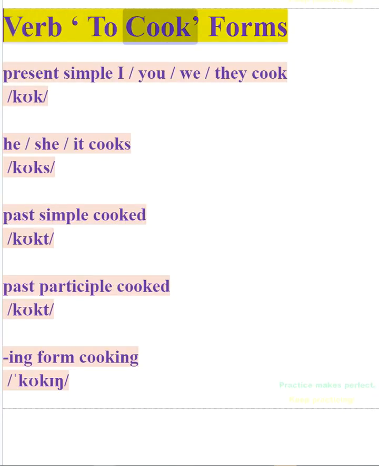Verb to cook forms. Present simple: I, you, we, they cook. He, she, it cooks. Past simple: cooked. Past participle: cooked. Ing form: cooking.